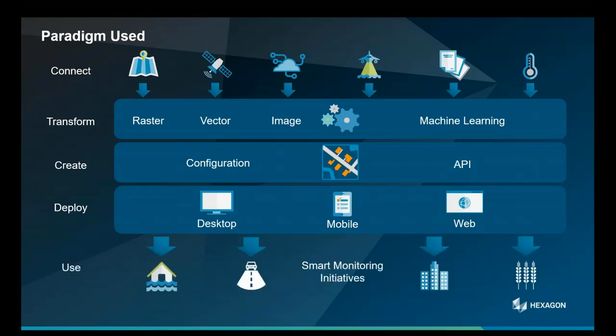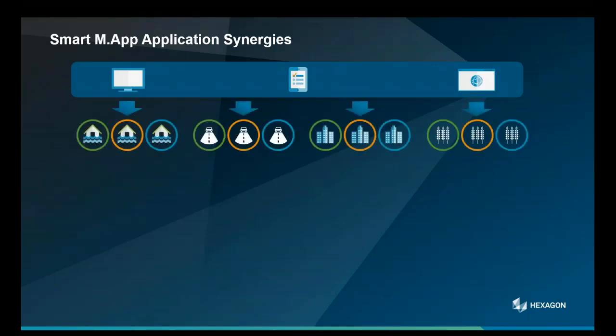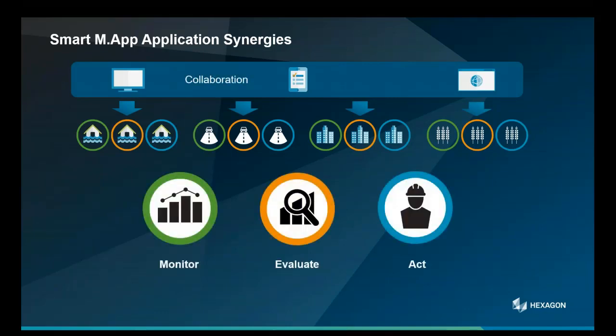Finally, the collection of applications that have been created for specific smart monitoring initiatives can be used to solve specific geospatial challenges. Remember, smart monitoring initiatives can include a collection of applications, be it desktop, mobile, or web-based. A geospatial initiative can be made up of a combination of applications, and these applications can be used to promote collaboration. Specifically, these applications can be used in tandem to monitor, evaluate, and act.